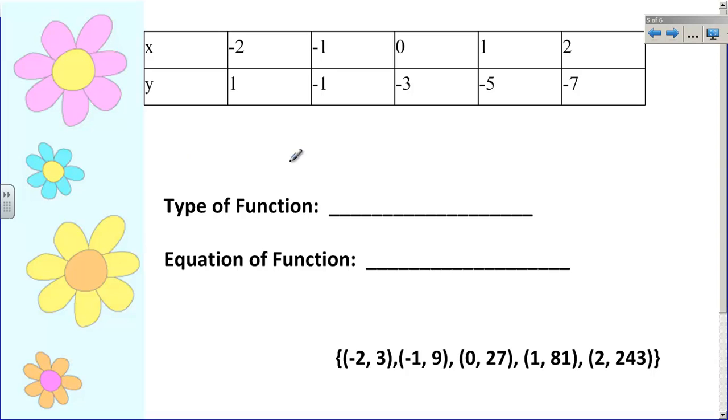So let's test this one. The x's are all going by 1, so let's first see if it's got a constant rate of change. From 1 to -1 is -2. From -1 to -3 is also -2, -2, and -2. So you should see you have a constant rate of change. That makes this one right here linear because it has a constant rate of change.